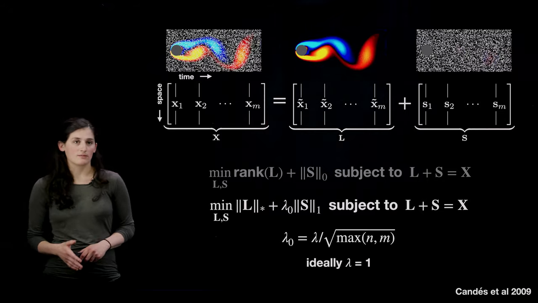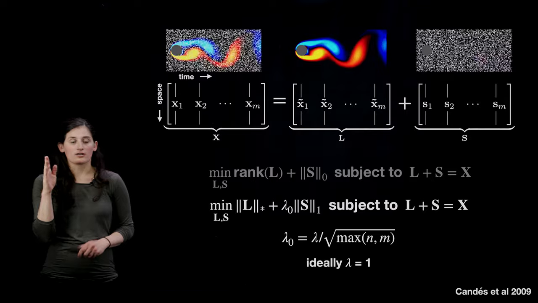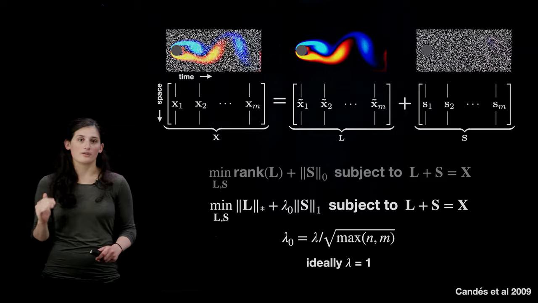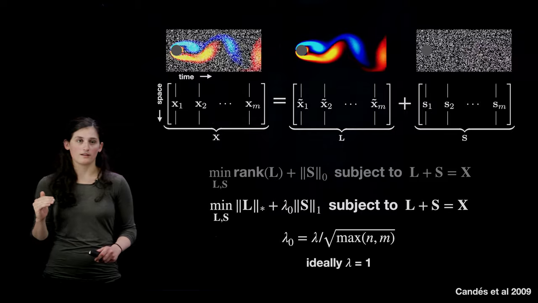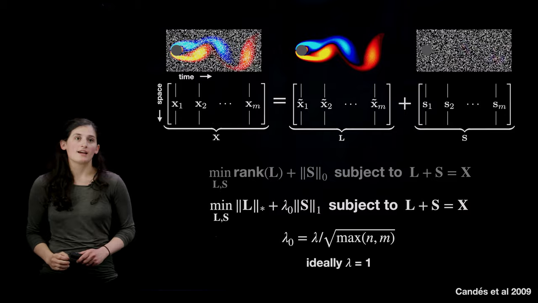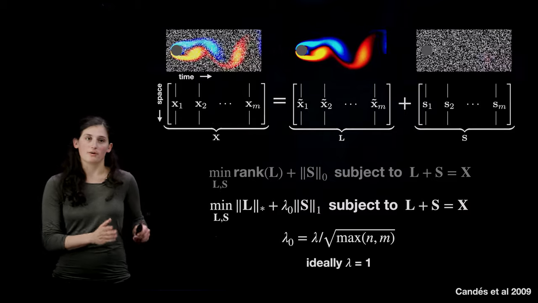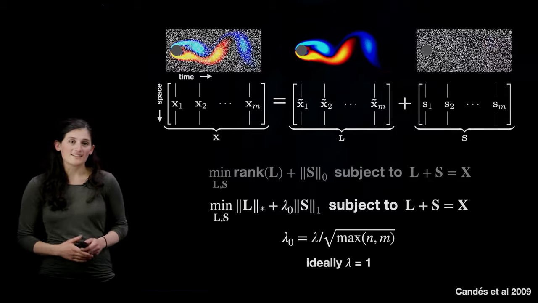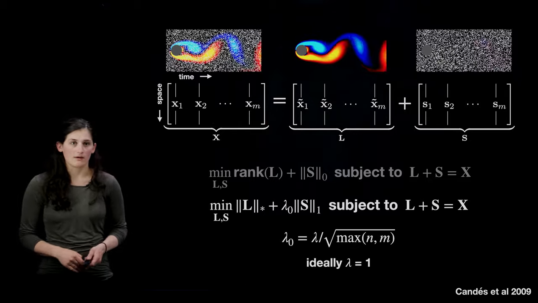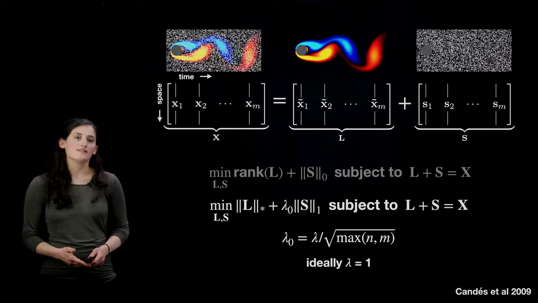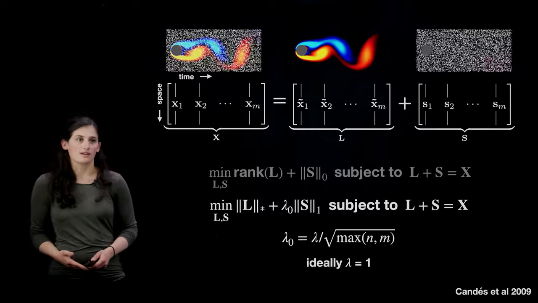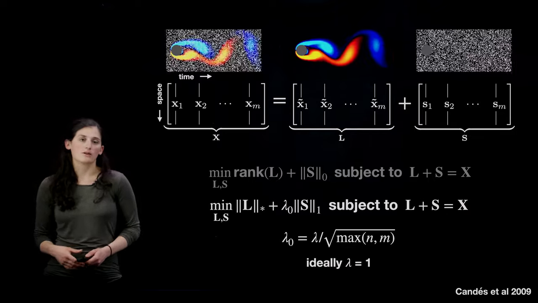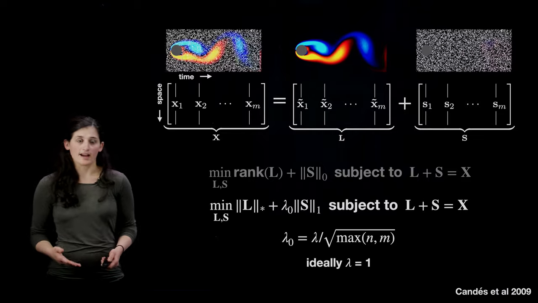To be explicit about the dimensions of X, each row in the matrix X is a spatial dimension, and each column represents one component in time, or one iteration in time. Ideally, lambda would be equal to 1, according to the original method. But since many of our data sets do not exactly follow that, they have low rank structure with uncorrelated sparse noise, we use this as a tuning parameter to get accurate results.